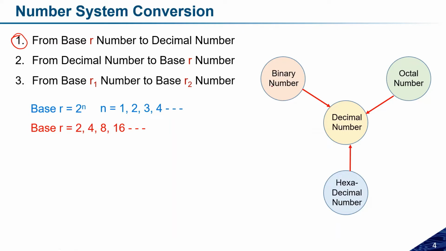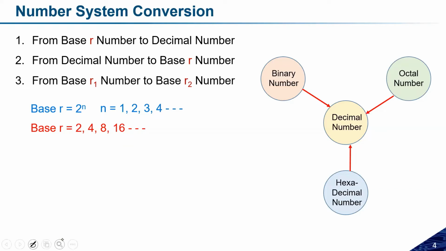So I have to consider each digit in the integer and the fractional part, and I have to multiply with the base and its position. So this is the first kind of thing that could be done. In detail we will see.